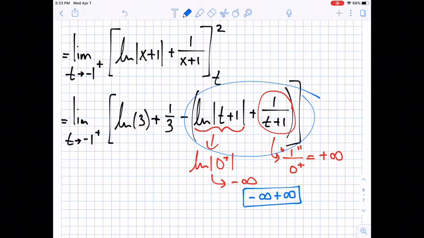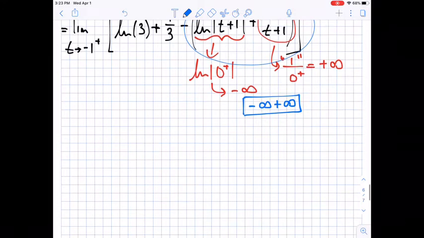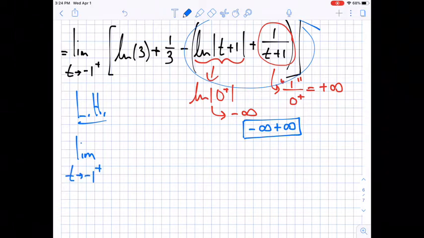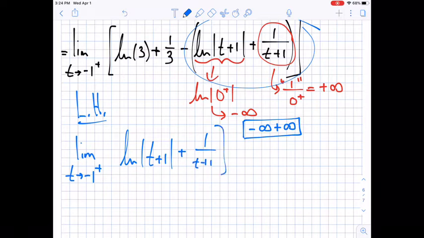Let's forget about everything else now. Let's go off to the side and resolve that indeterminate form, and then we can come back with our conclusion and plug it all in. So now let's do some L'Hopital's. We're going to have to do the limit as t approaches -1 from the right, and we're just looking at ln of t plus 1 plus 1 over t plus 1. So it is infinity minus infinity.